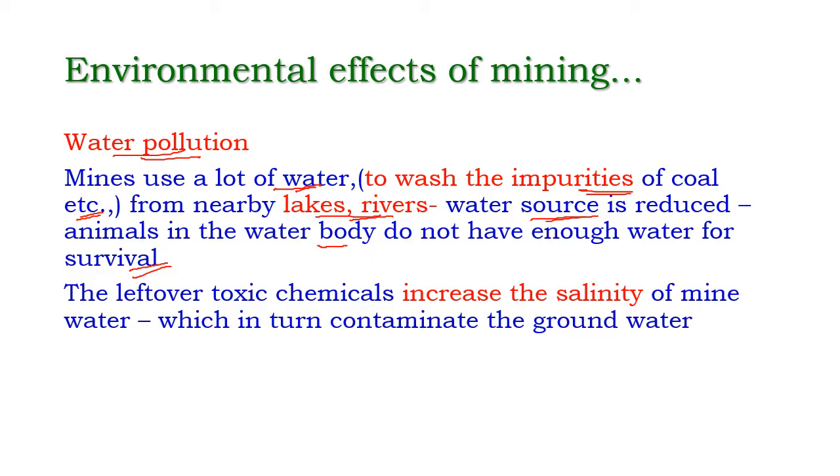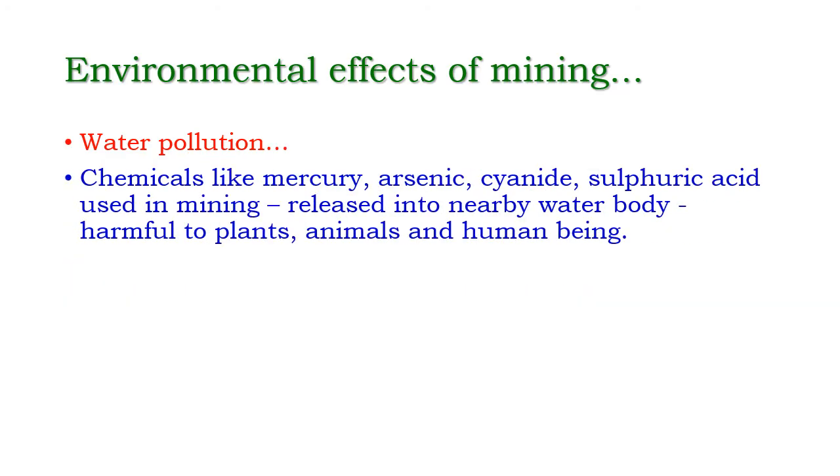And then the leftover toxic chemicals increase the salinity of mine water, and this salinity in turn contaminates the groundwater. Then chemicals like mercury, arsenic, cyanide, and sulfuric acid used in the mining process are released into the nearby water bodies. And these chemicals are very harmful to the plants, animals, and human beings which consume the water.